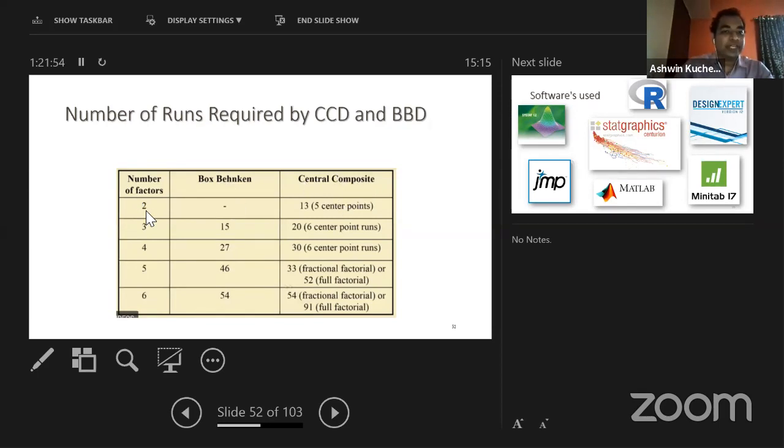If I'm using 2 factors, Box-Behnken design can't be carried out because it starts with 3 factors and goes to 10 factors and above, while central composite design starts from 2 factors and above. So you can see here for 3 factors, 4 factors, 5 factors, the number of experiments for Box-Behnken design and central composite design. So these are the different numbers of runs required in a tabular format for central composite design and Box-Behnken design.